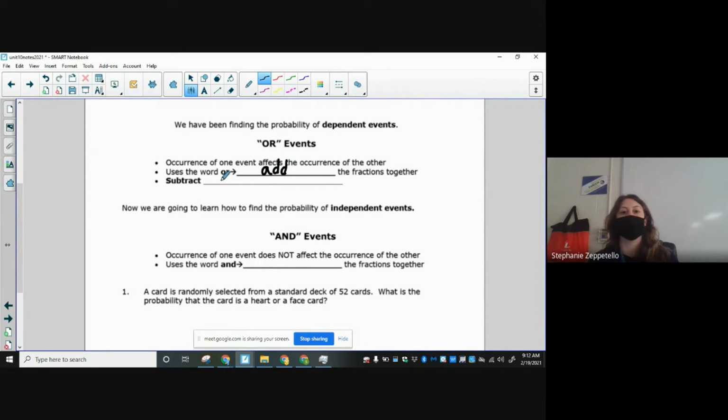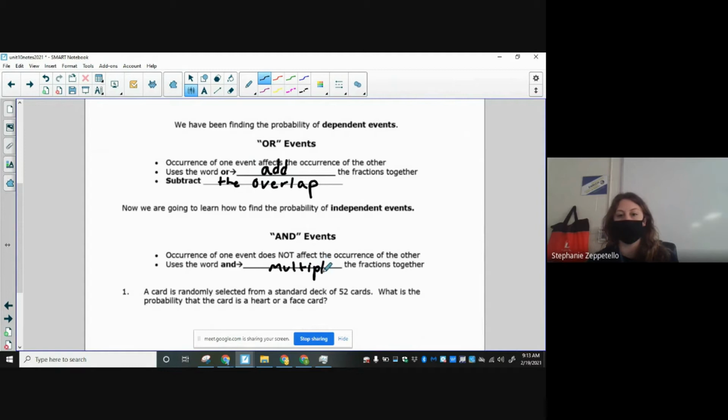We add the fractions together and subtract the overlap. I know right now you're like, what? We'll get to that. Uses the word and. You're going to multiply the fractions together.